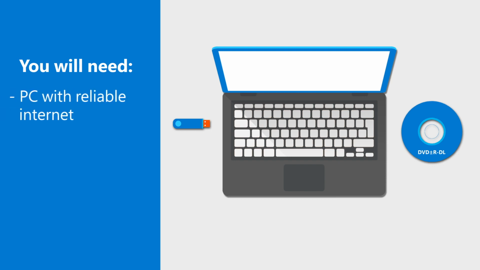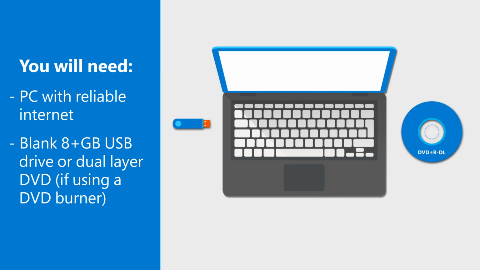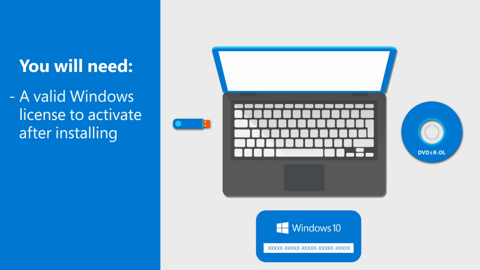You will need a PC with a reliable internet connection, a blank USB flash drive, 8 gigs or larger, or a blank dual-layer DVD if you'll be using a DVD burner. You will need a valid Windows license to activate after installing.